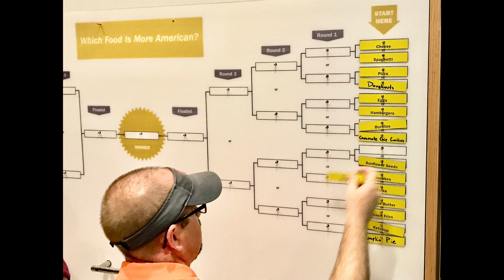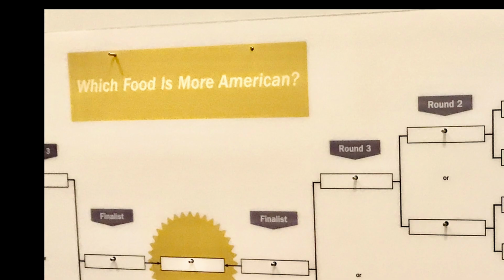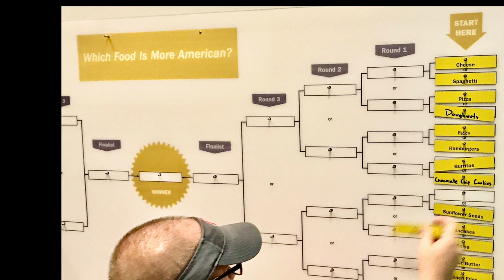So what they do is they pose a question at the top of the tournament bracket. In this case, they're using the question, which food is more American? And then, it's populated with all these different foods on each side of the bracket. And then people sort of play foods against each other until they have a winner.